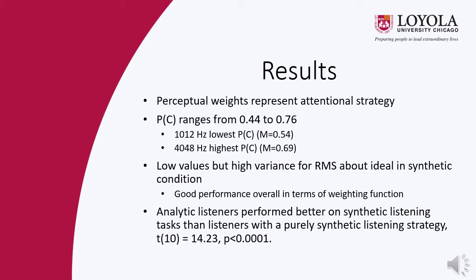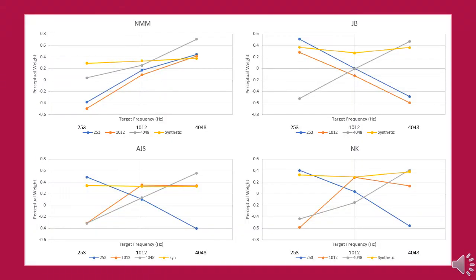The perceptual weights obtained from each participant represent each participant's individual attentional strategy. As you'll see on the graphs in the following slides, these perceptual weighting functions varied highly between participants. Some participants were able to produce properly weighted functions, as can be seen in the bottom two graphs, while other participants had their own individual attentional strategies, weighting each component differently across trials.